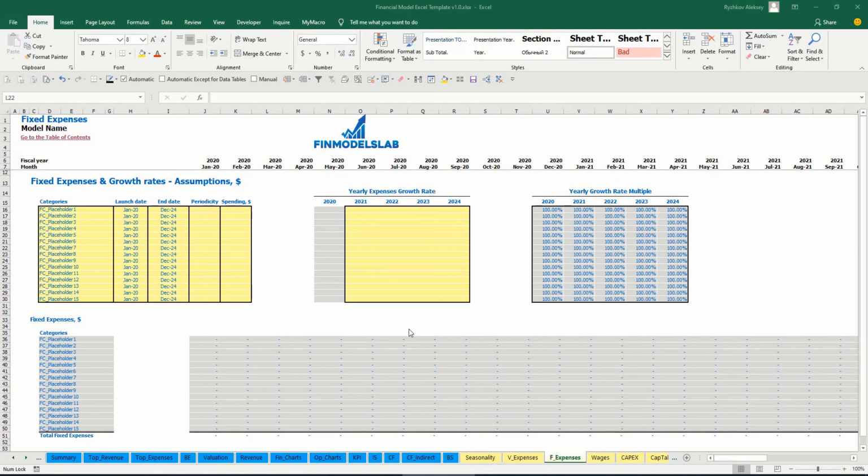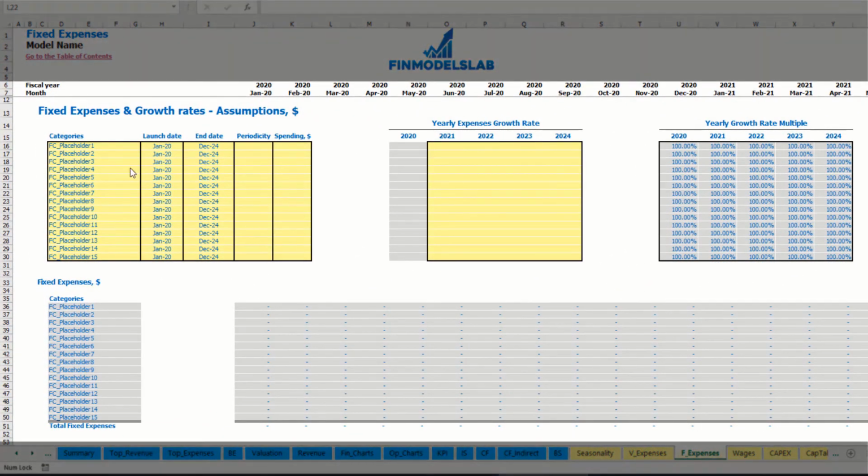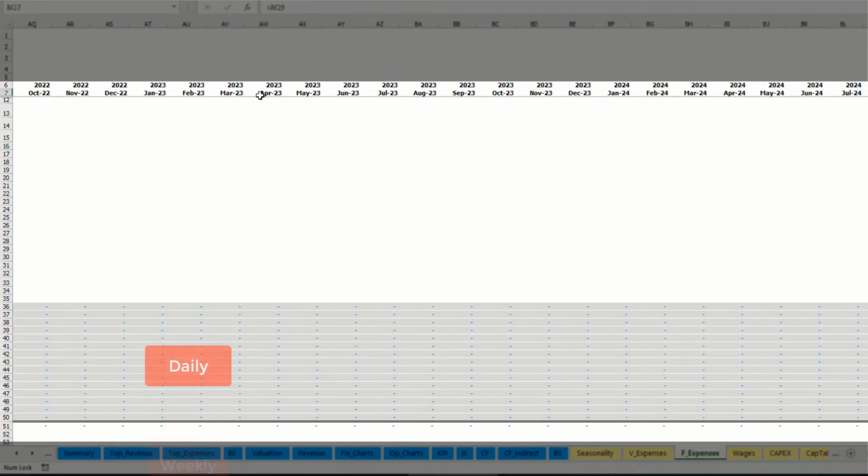On the Fixed Expenses tab, you may input up to 15 line items for your fixed expenses. Let me show you how it works. For example, you have utilities. You will start paying starting from March 20 till the end of the model, which is December 24. You may see it here.